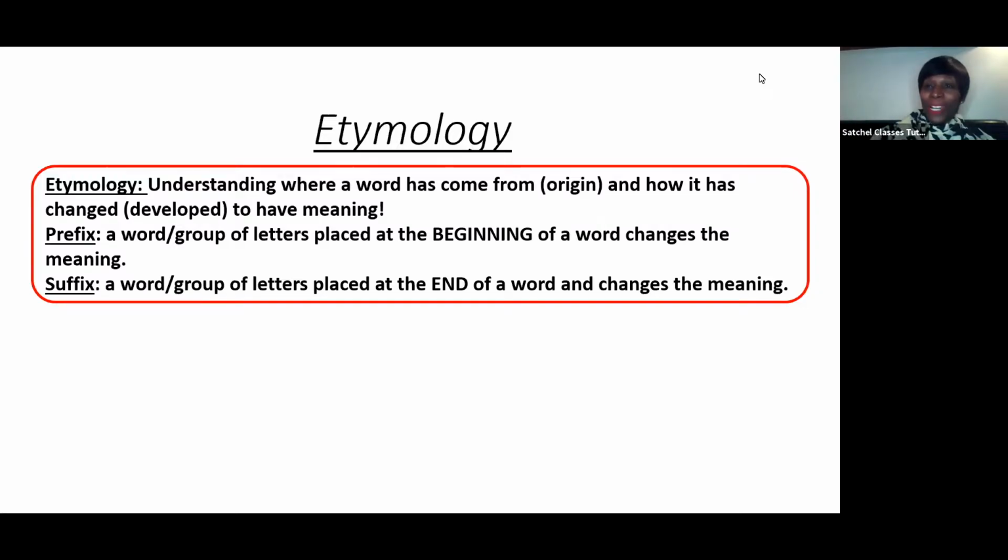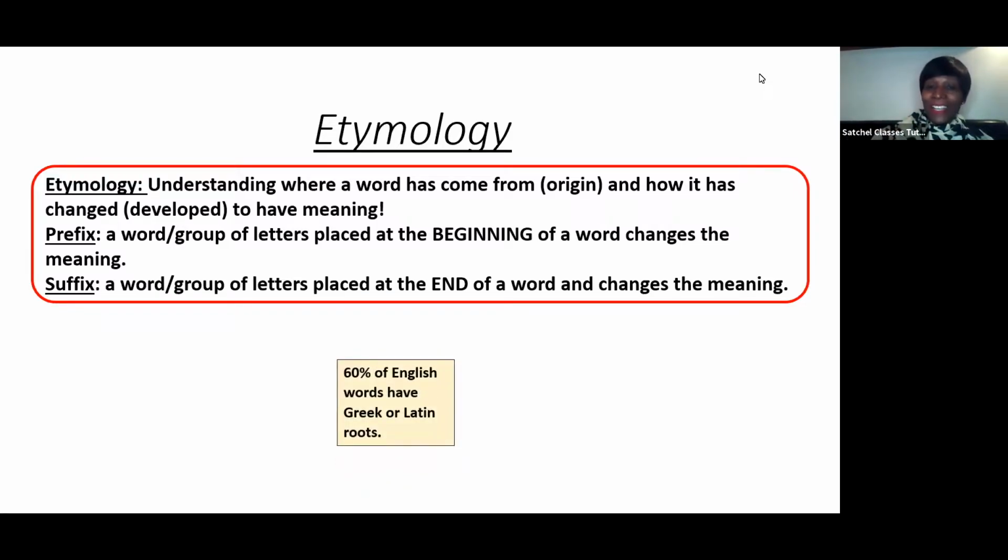So if we understand where the words have come from, how they change their original meaning, then we understand more about the English language. Now we have root words, often in the middle or the main part of the words, but sometimes you have parts of the word: the beginning group of letters, which is the prefix, and the end part of the word, which is the suffix, and sometimes they can also change the word.